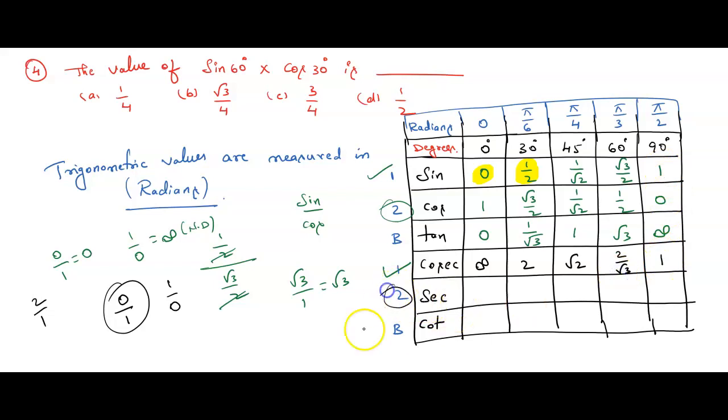Second period means copy period. How will you copy? Last number you write as it is.